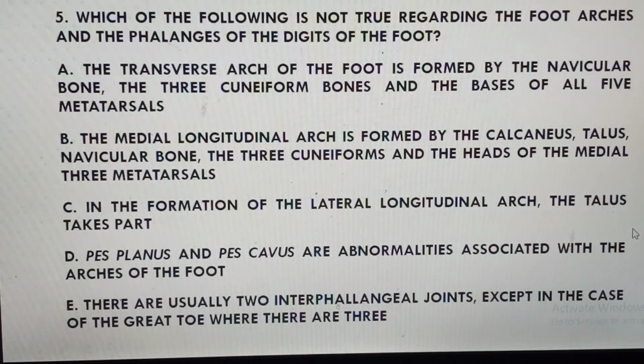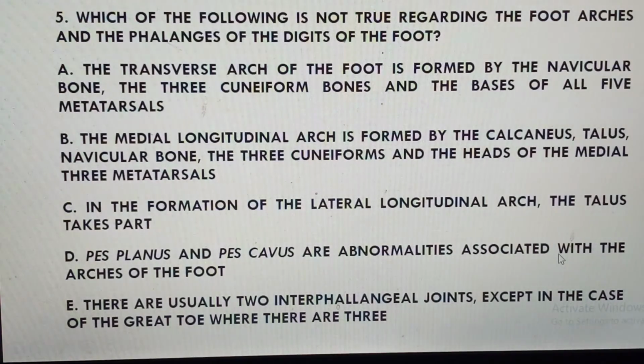I'll show you that. Option B says the medial longitudinal arch is formed by the calcaneus, talus, navicular bone, the 3 cuneiforms, and the bases of the medial 3 metatarsals. Yeah, this is a very true statement. I'm going to show you these ones. Option C says in the formation of the lateral longitudinal arch, the talus takes part. Okay, now there's a false statement. The talus does not take part in the formation of the lateral longitudinal arch, although the medial longitudinal arch is going to take part. We will see that.